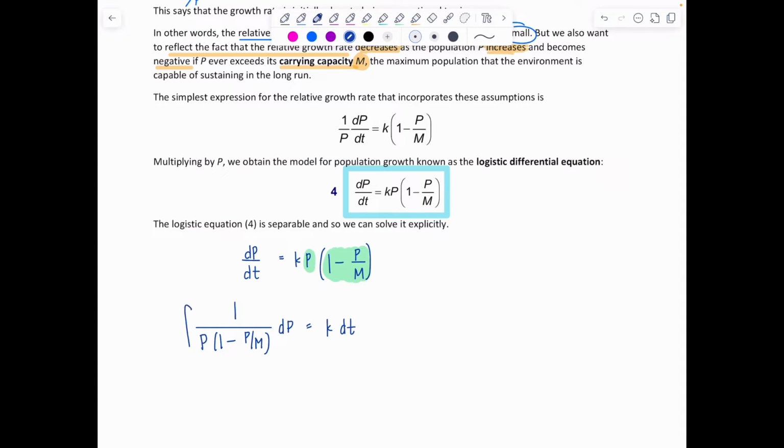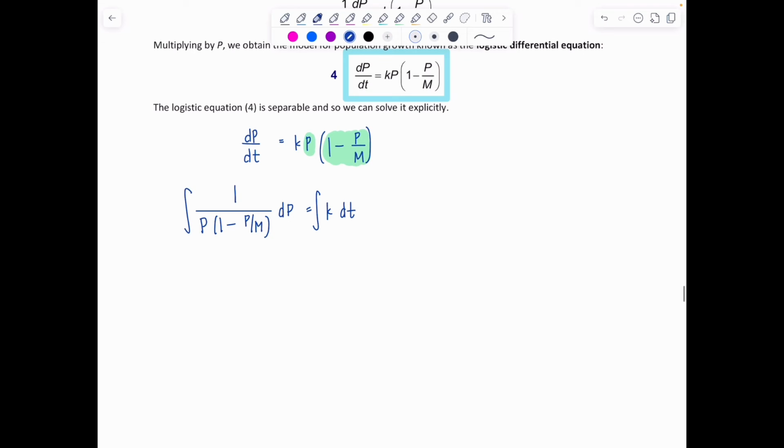Then our job is to integrate both sides. The right-hand side looks like a walk in the park. The left-hand side, a little spicier. Why don't we clean it up a bit, and then hopefully things will reveal themselves to you. I'm not going to write out the integral, I'm just going to do some basic algebra. This is a complex fraction, and I don't love that. So let's multiply everybody by M first.